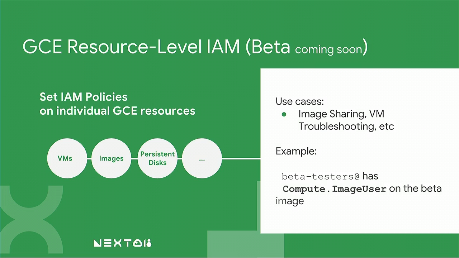So with this resource-level IAM, you can simply grant the IAM policy onto the particular image. In this example here, I want to grant the beta tester group access to the particular beta image. And with just one simple line of code, you can achieve that now.